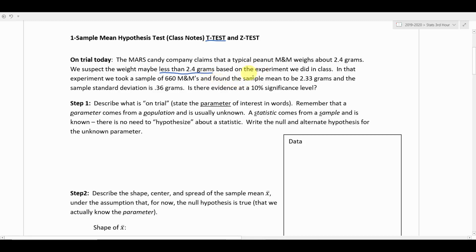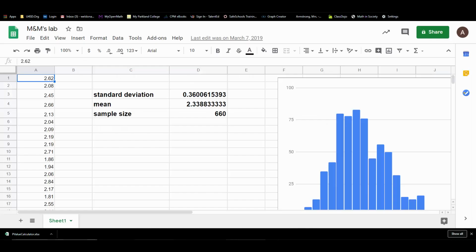You might recall a while back when we were still in class that we did an experiment where we weighed a whole bunch of M&Ms together as a class and we collected all of that information. I have that right here pulled up, and I think I shared the spreadsheet with all of you. So you can see we weighed 660 M&Ms here, and we got a mean of 2.33 grams for a peanut M&M with a standard deviation of 0.36. So this is where our data is coming from.